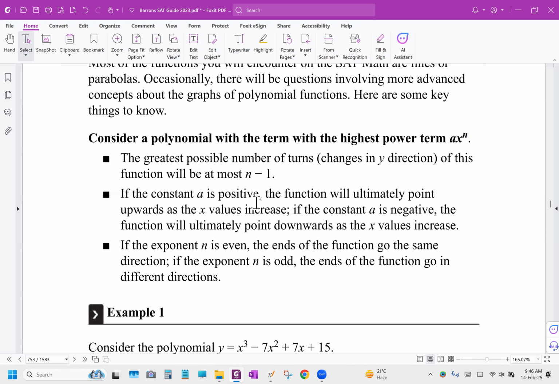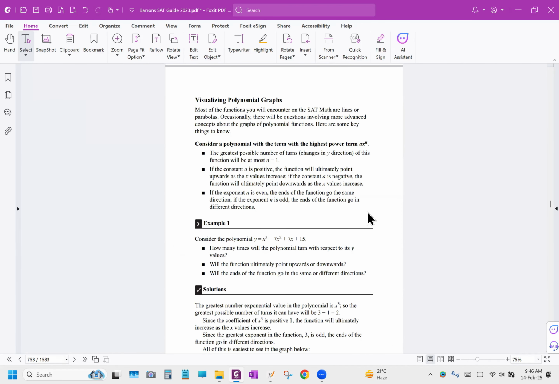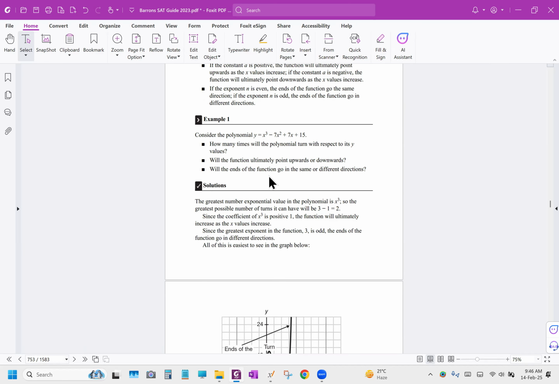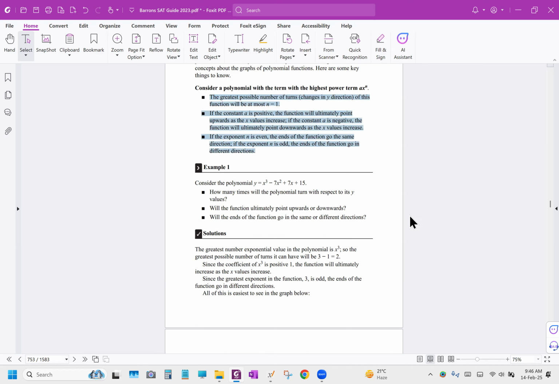If the constant a is positive, the function will ultimately point upward as the x values increase. If the constant a is negative, the function will ultimately point downwards as the x values increase. If the exponent n is even, the ends of the function go in the same direction. If n is odd, the ends of the function go in different directions. These are some basic rules, nothing else. You just need to answer the questions as they are asking you, and there's nothing complicated. The rules are already given.